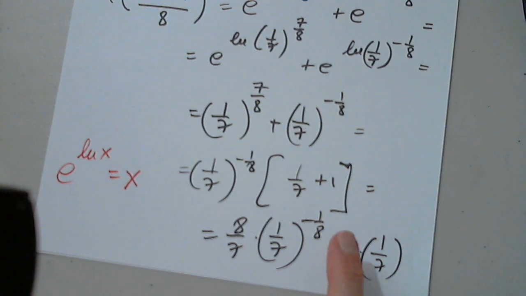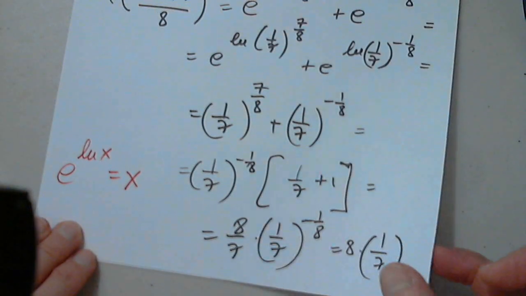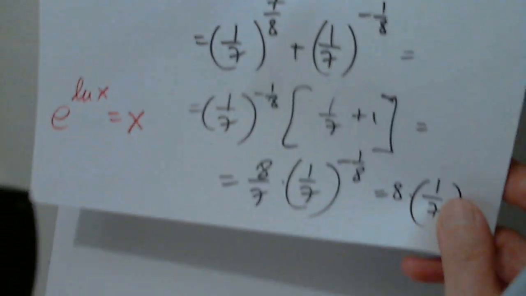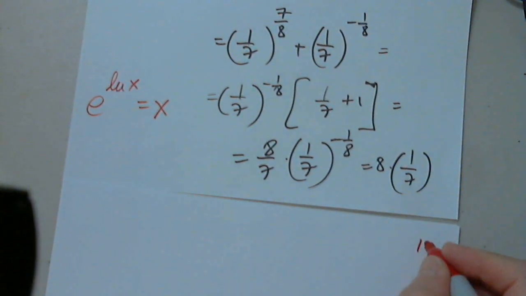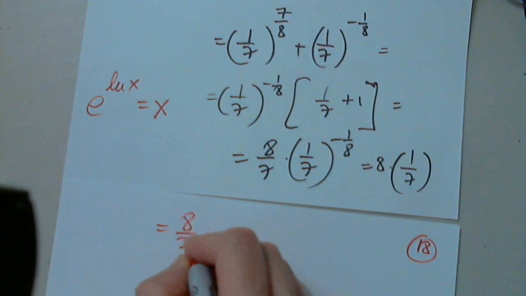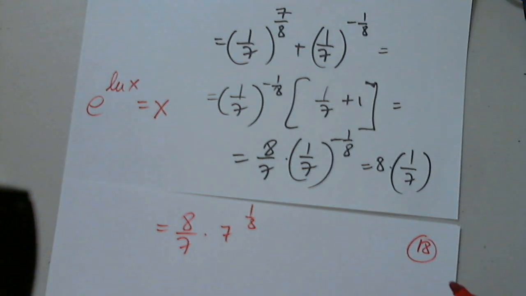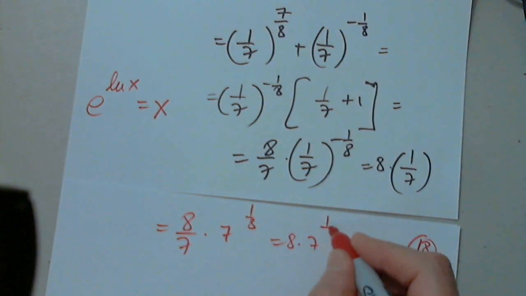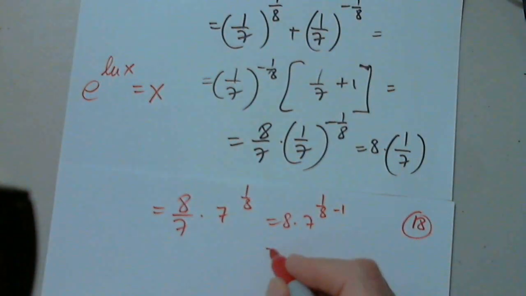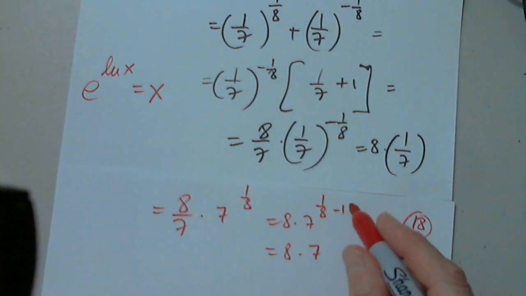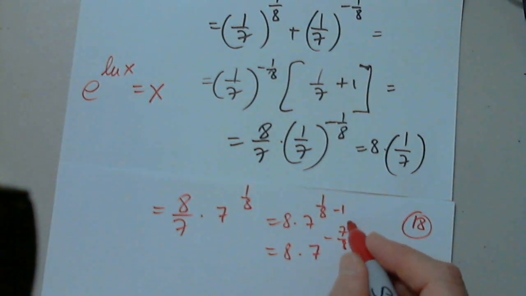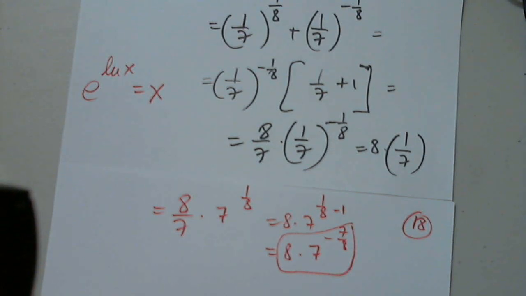So I have, it's in the denominator. I have to change it to, oh, I can. Yeah, I can change it. So I'll change it to, okay. So this is 7 to 1 over 8. So this is 8 times 7 to 1 over 8 minus 1, or 8 times 7 to negative 7 over 8. Oh my goodness. Wow.